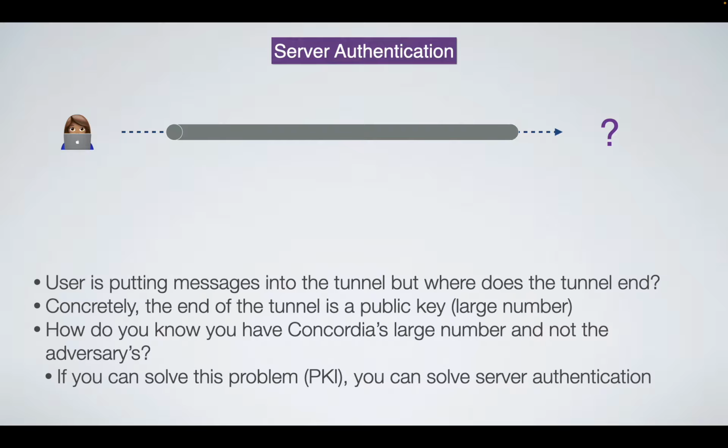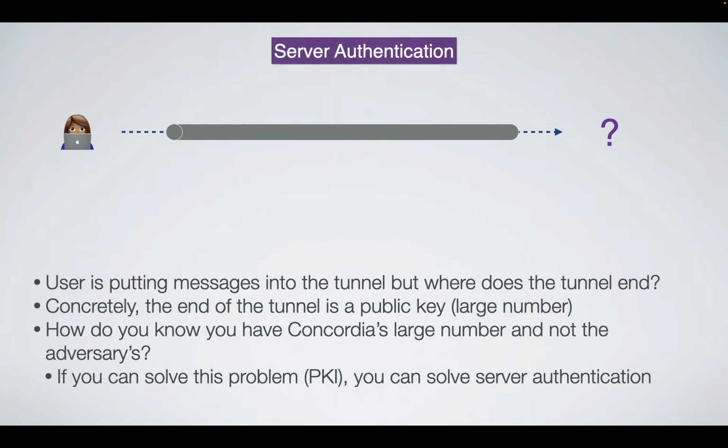And so when I send messages in a tunnel, you can think of it as sending them to a public key. They will go to that public key. You do have a secure tunnel to that public key, and no one else in the world that doesn't have the secret key associated with that public key is going to be able to read what's in the tunnel. So you have a tunnel to a public key.